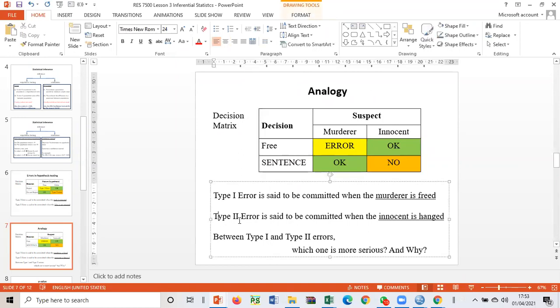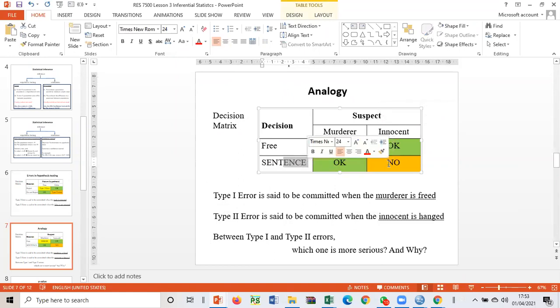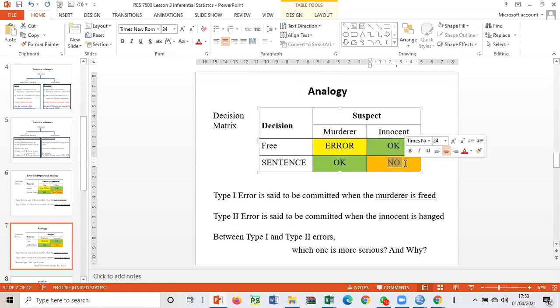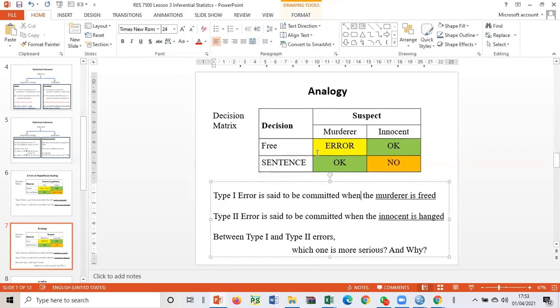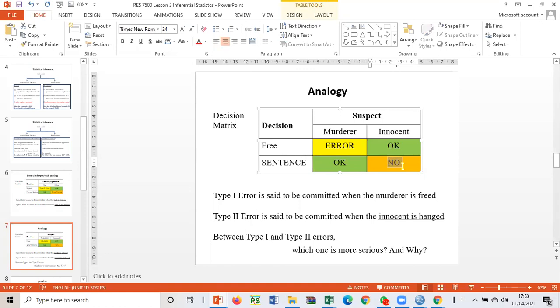Look at the next one. Type 2 error. Why was the innocent sentenced? There are people who, after 40 years in prison, were ultimately found innocent and released. So why was the innocent sentenced in the first place? Got framed? The judge was biased? We assume the judge is not biased. Because, again, it is based on evidence. So this also is an error. So error is part and parcel.